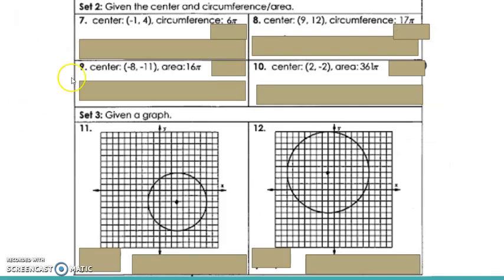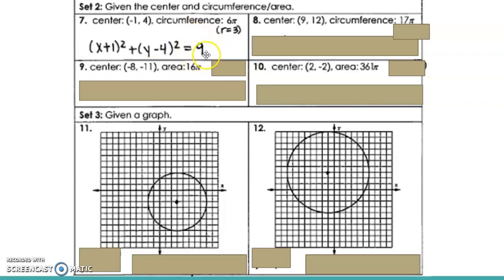Couple more examples. For number 7, instead of giving us our radius, it told me my circumference. So I have to figure out what that radius is. Remember that circumference is found by doing 2 pi r. So my pi's will cancel out, and if I divide 6 by 2, I get that my r is equal to 3. Once I have my radius, I can square it, plug it in on the right, and then substitute my h and my k for my points.